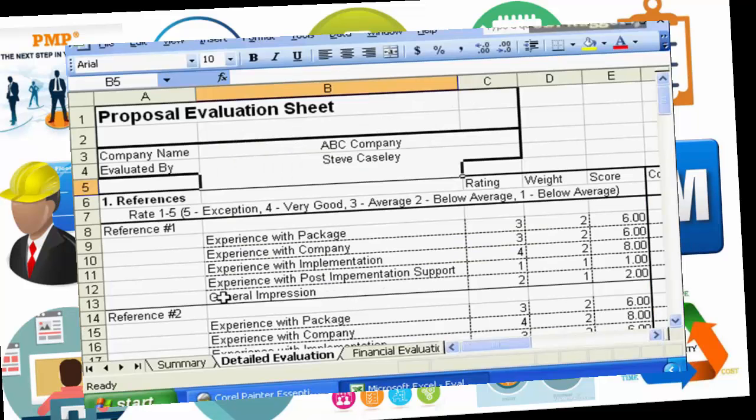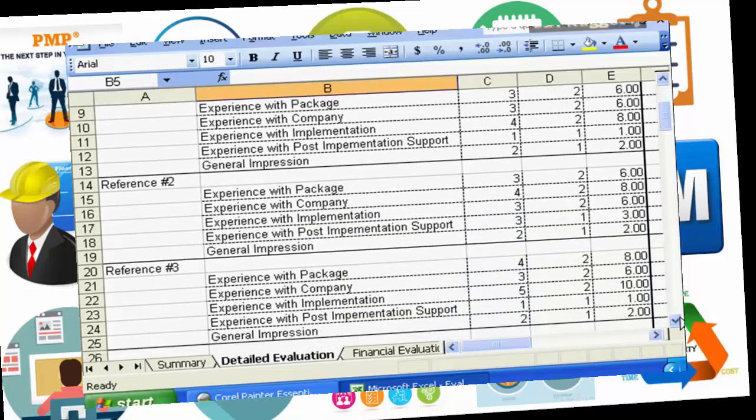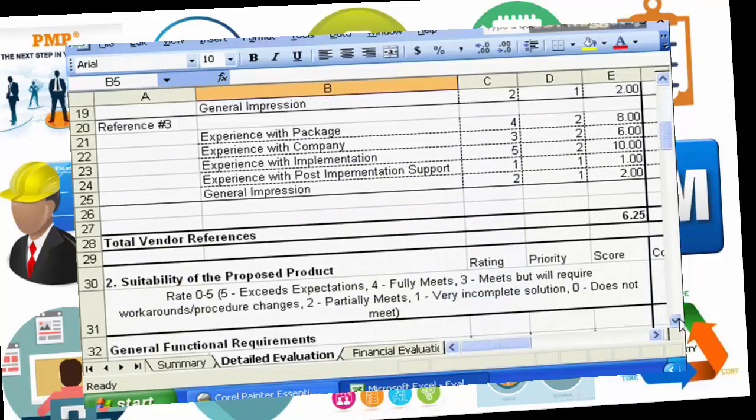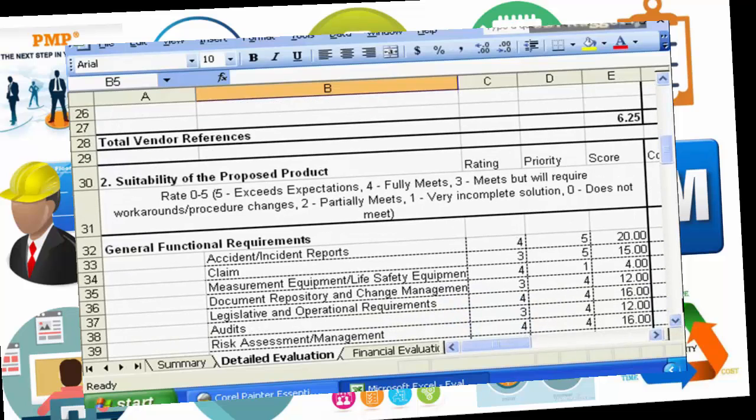So the evaluation process, we come back to our proposal evaluation sheet. We're evaluating company ABC, and it's been evaluated by myself, Steve. As we said, we go through and we evaluate each and every component. So I have, for this particular company's response, evaluated their experience with the package as a 3, their experience with the company with a 3, a 4, a 1, and a 2 respectively, and I've gone through and completed the complete evaluation based on the response I've received back from the vendor.